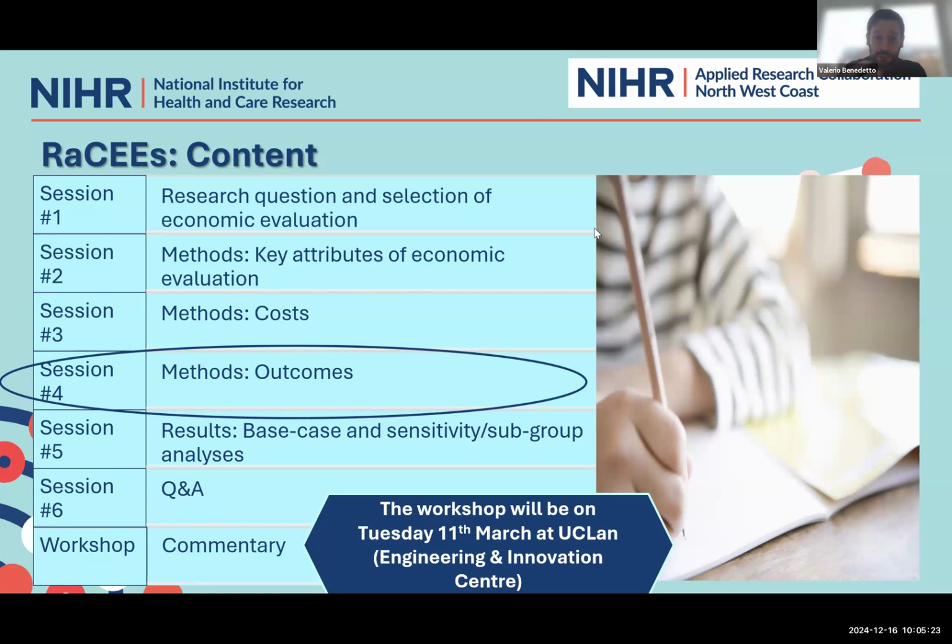But what I want to say before we actually talk about outcomes is that we got a date for the workshop now, and the workshop will be on Tuesday, 11th of March at UCLan, University of Central Lancashire in Preston, in the Engineering and Innovation Centre. I'm going to send you a placeholder invite after today's session, so you can have the invite in your calendar and save the date. I'm going to give you details about the room as well.